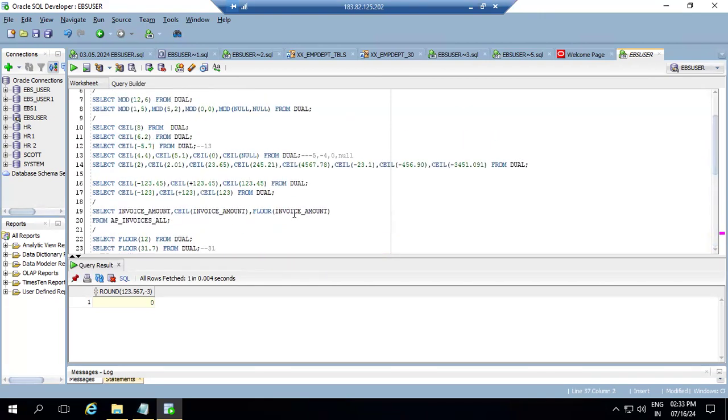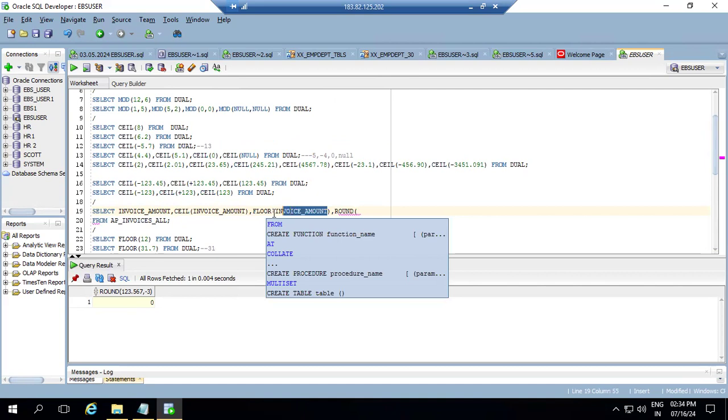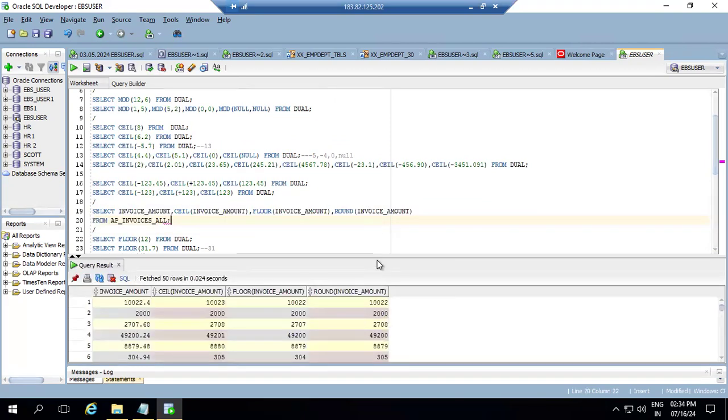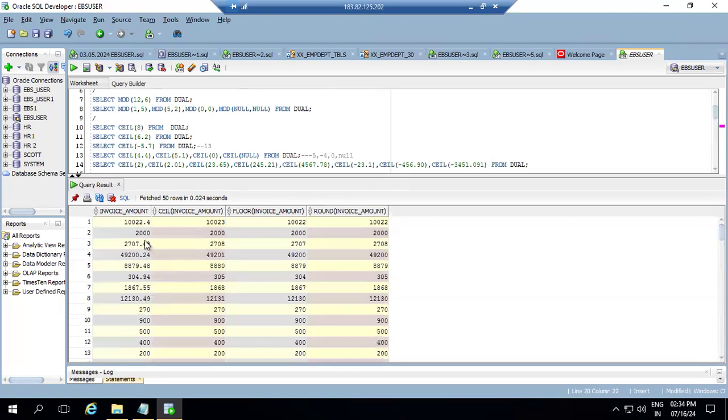So if you want, you can use the same example we used previously, with this also. It is a round over here. Along with the invoice number, we are using this. So now what happens to the invoice amount over here? You can just see how it is considering this round functionality. When it is 10,022.4, it is less than 5. So obviously you're getting the output like 10,022 over here, right? It is 2000, same 2000 only.